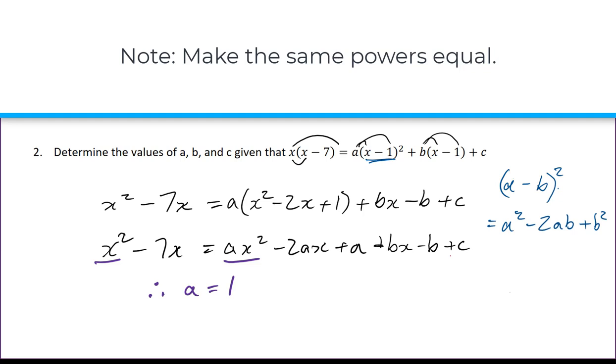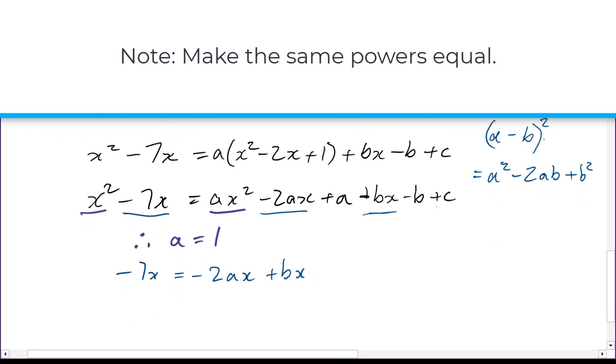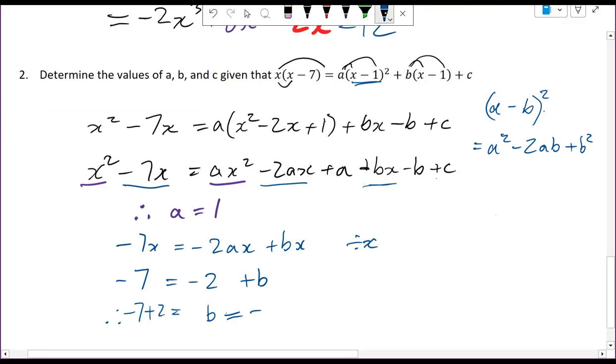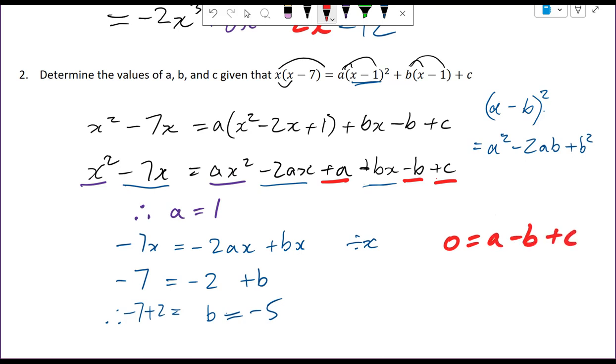Okay, let's look at the x's next. Negative 7x equals that and that plus bx. So we're just looking at x to the power of 1. So if we divide everything by x, we know a is equal to 1, and that's minus 5. Alright, all we have left, this one, and this one equals 0. So a minus b plus c, a equals 1, b equals minus 5, so c equals minus 6. There you go.